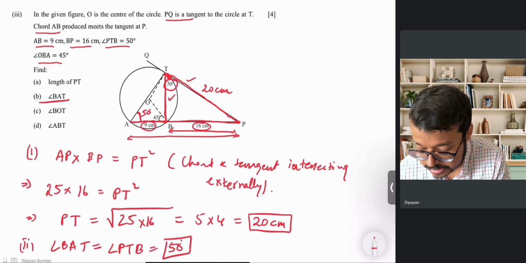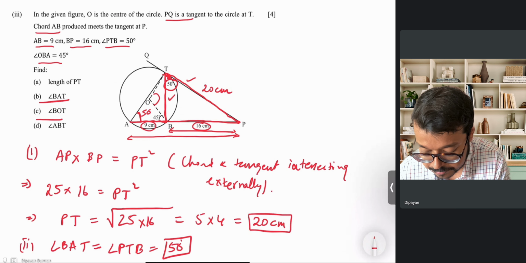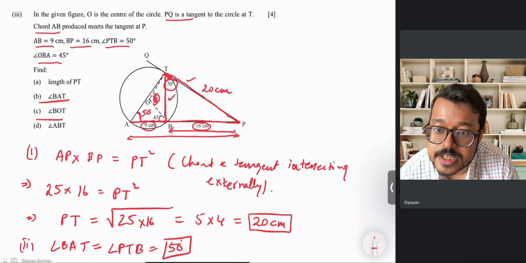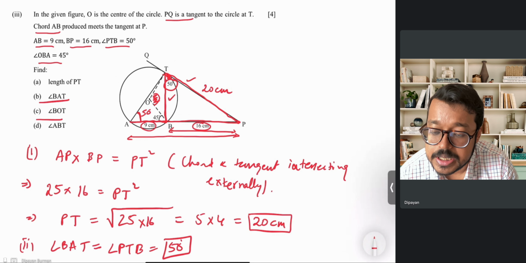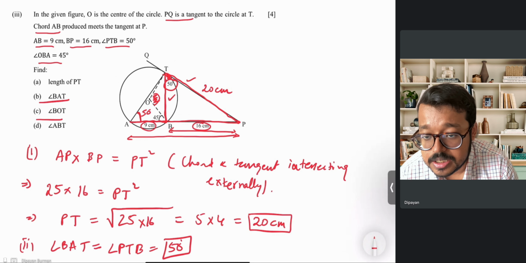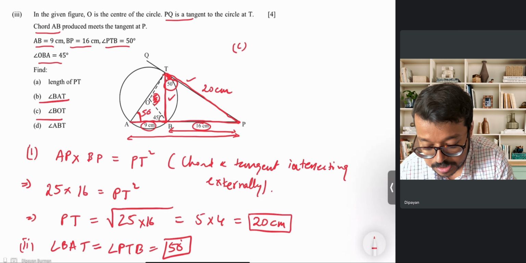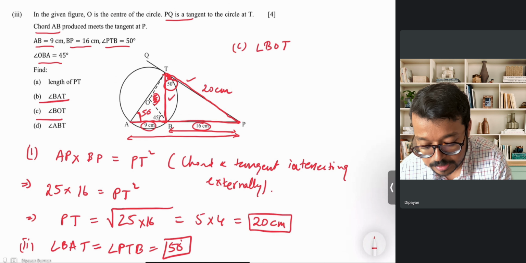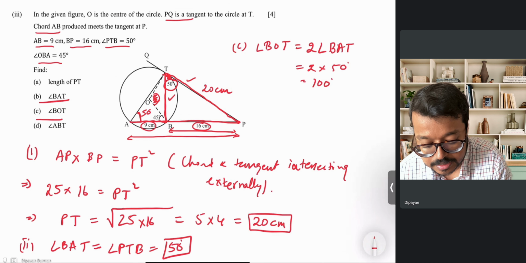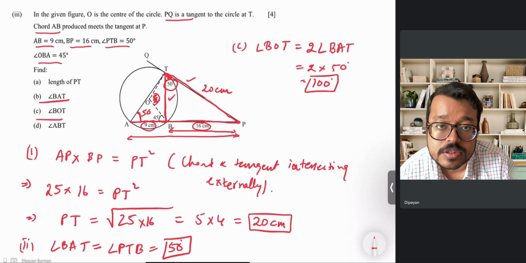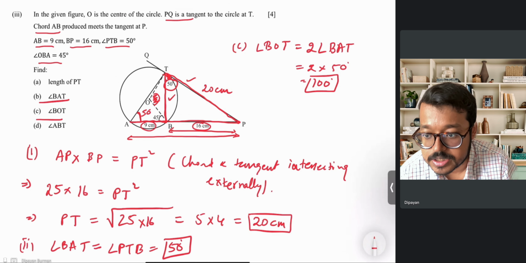Okay. Then let's look at what is angle BOT. Now, if you look at angle BOT, it's the angle subtended by the arc BT at the center, and BAT is the angle subtended by the same arc at the remaining part of the circle. So, angle BOT will be 2 times of angle BAT, which is 2 times of 50, which is 100 degree. So you know what reasoning to write. Angle subtended at center is twice the angle at remaining part of the circle.